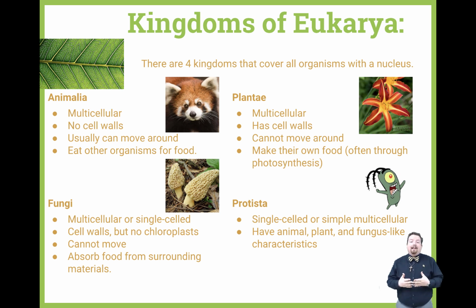Plants are also multicellular, but they have cell walls and can't move around, and they make their own food, usually through photosynthesis. Fungus could be multi or single-celled. It has cell walls, but it doesn't have chloroplasts, so it can't make its own food. It can't move, and in order to eat, it absorbs food from surrounding materials.